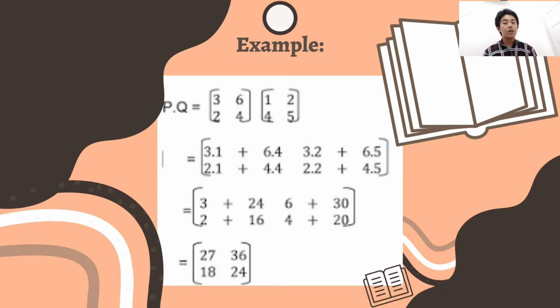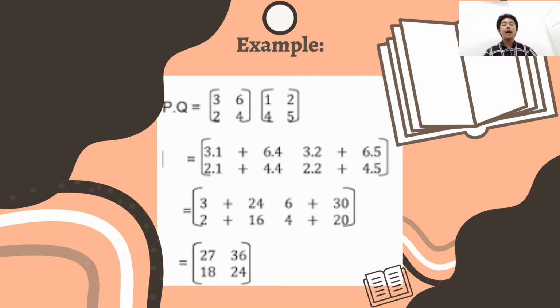To make this more clear, the first row of P matrix is 3 and 6. The second row of P matrix is 2 and 4. Now we're going to look at the columns. The first column of Q matrix is 1 and 4, and the second column of the Q matrix is 2 and 5. So we're going to multiply them. We already got 3 times 1 plus 6 times 4. Next, we multiply the first row of P matrix with the second column of Q matrix. So it is 3 times 2 and 6 times 5.